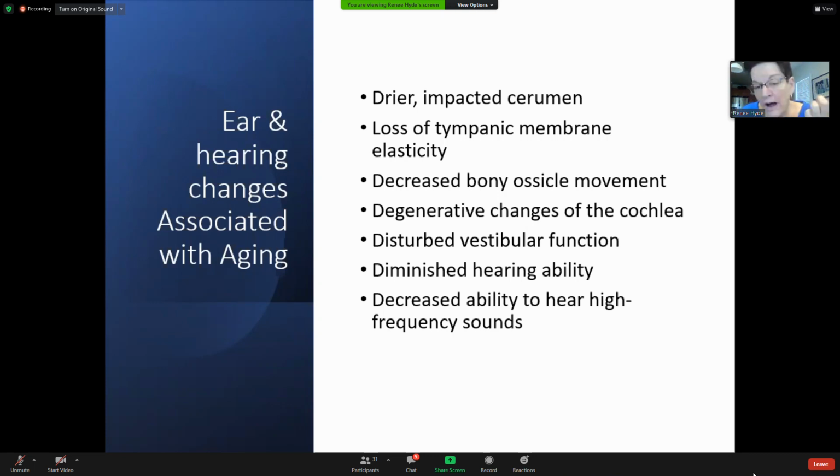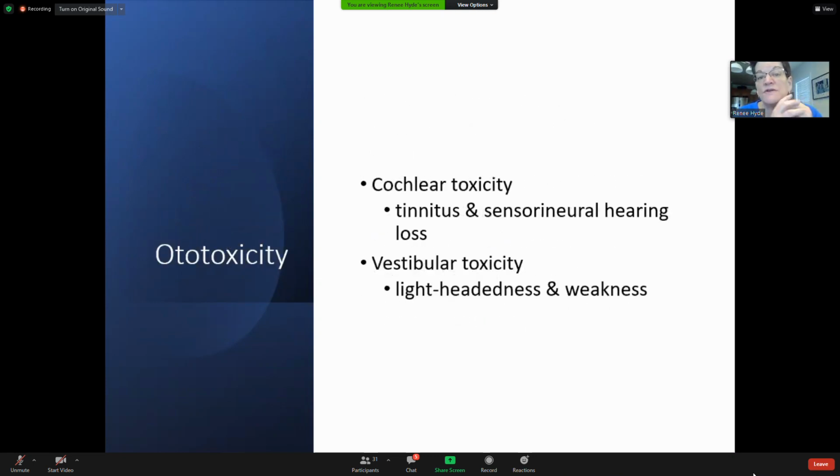Now, why do they have changes? Well, most of them is because of wear and tear. But sometimes it's due to something that we call ototoxicity, where they may have tinnitus, okay, which is the ringing in their ears, and sensorineural hearing loss. That's due to cochlear toxicity. With vestibular toxicity, you may see lightheadedness and weakness, meaning their balance is off.